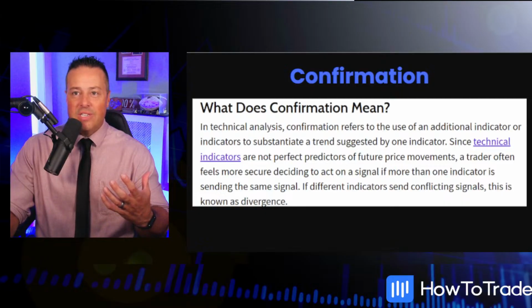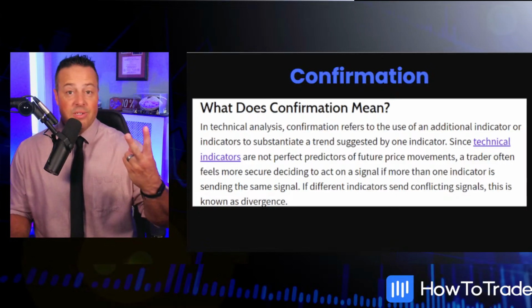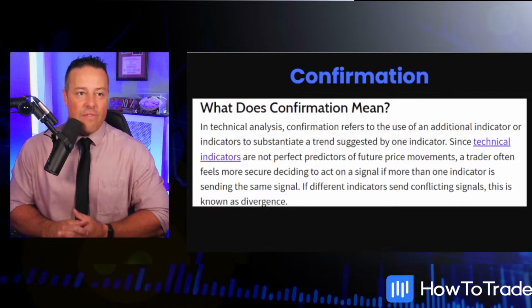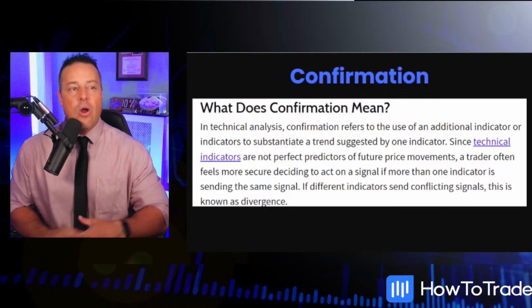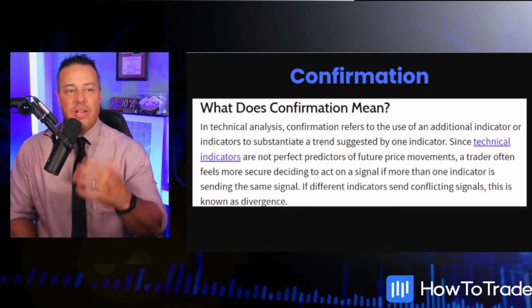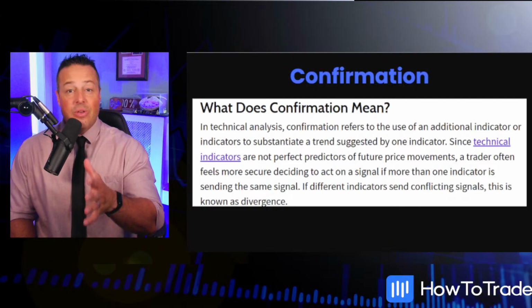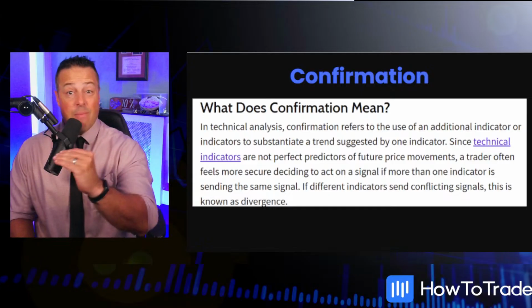I've heard convergence. I've heard divergence. I've heard all of it. Confirmation is a very simple concept. Two indicators tell you the same thing. That's it. What does confirmation mean? In technical analysis, confirmation refers to the use of an additional indicator or indicators to substantiate a trend suggested by one indicator. Now, it doesn't have to be a trend. It could also be the opposite. You could get multiple indicators to tell you you have a flat market on your hands.